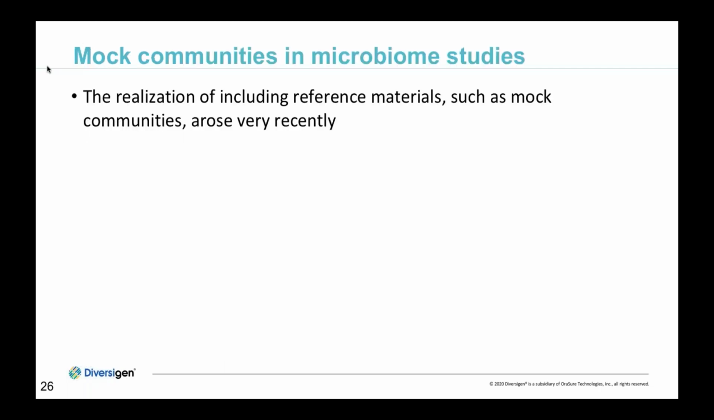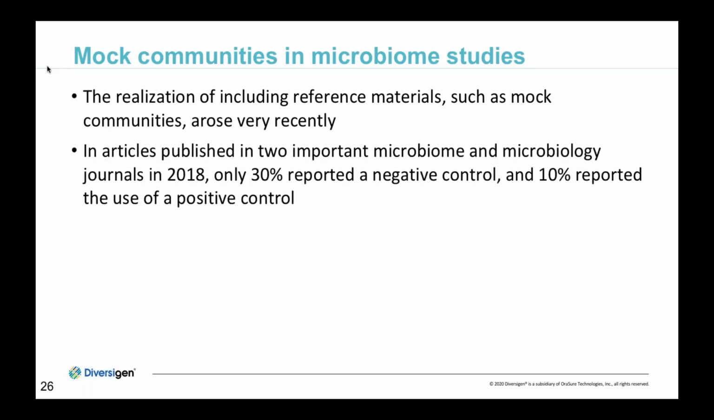But the realization of including reference materials such as mock communities came up very recently. To the best of my knowledge, probably around 2012, 2013, maybe a little bit before that. And more researchers are acknowledging the importance of reference materials such as mock communities, but there is still room for improvement because, for instance, in articles published in 2 important microbiome and microbiology journals in 2018 alone, only 30% reported a negative control and only 10% reported the use of a positive control. So it's very important to implement and report the results of both negative and positive controls.